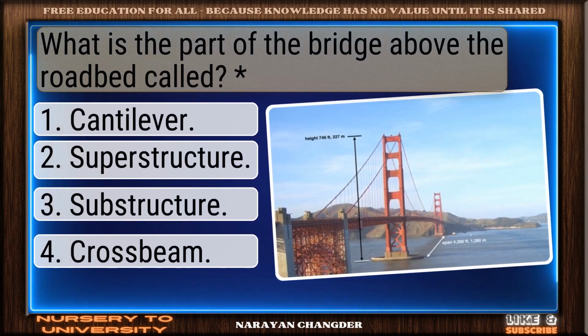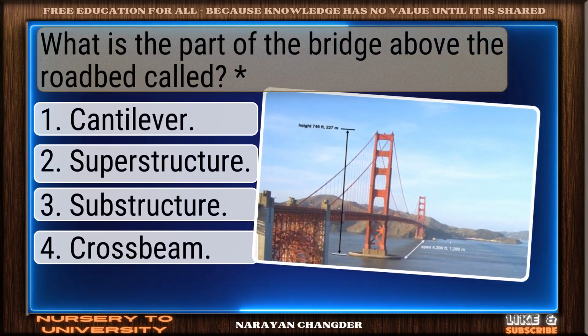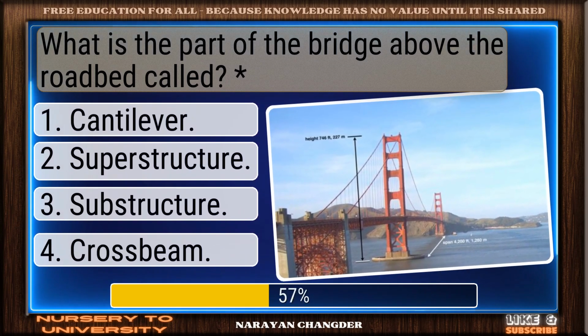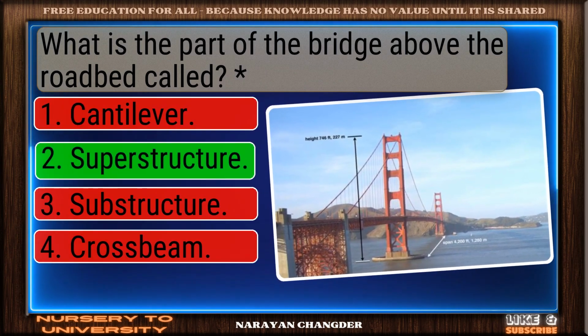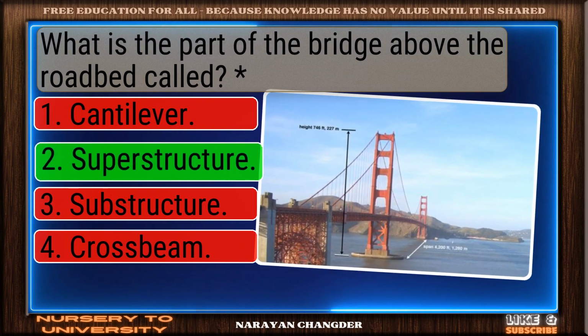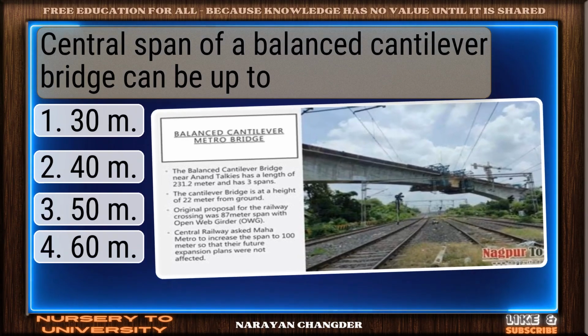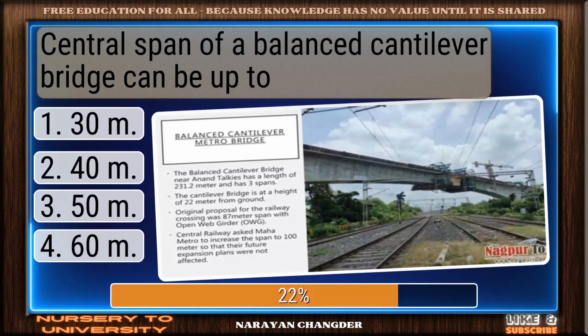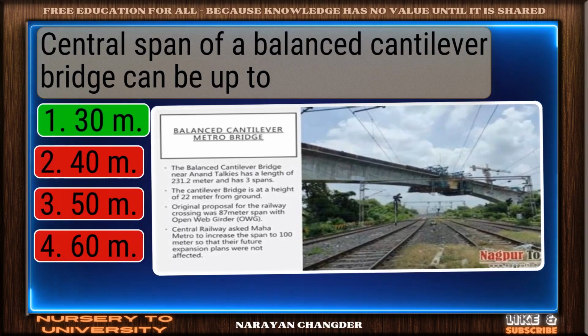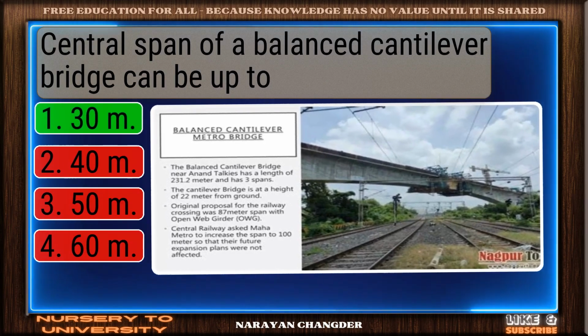What is the part of the bridge above the roadbed called? Clear logic. Your choice superstructure is sound and 100% true. Central span of a balanced cantilever bridge can be up to. Valid point. 30 mm is true.